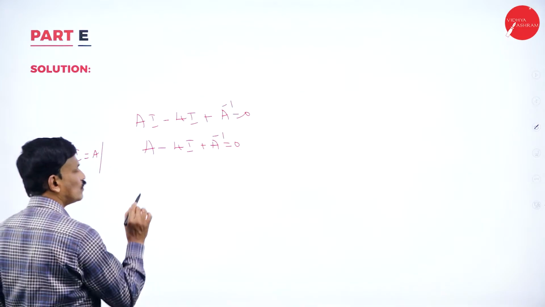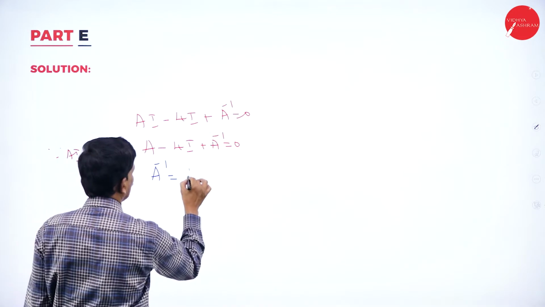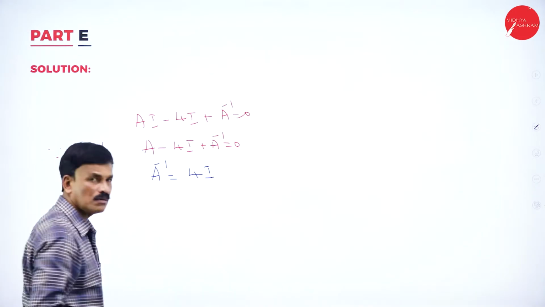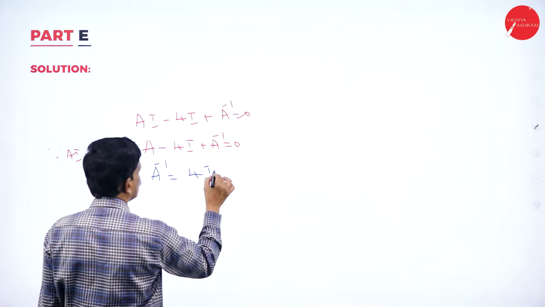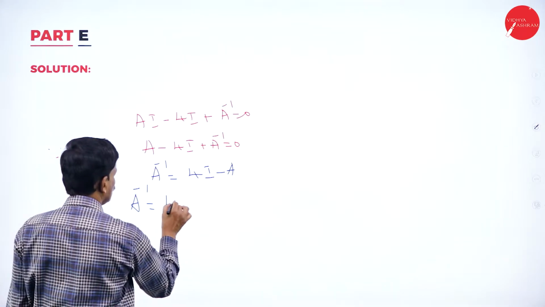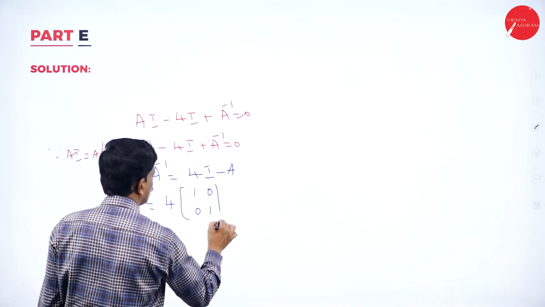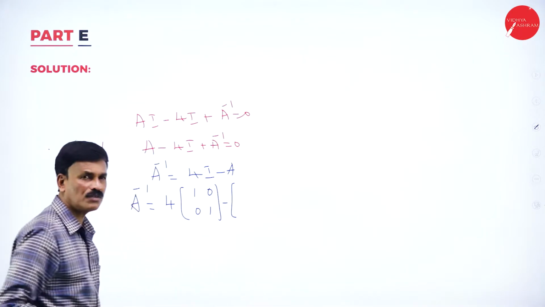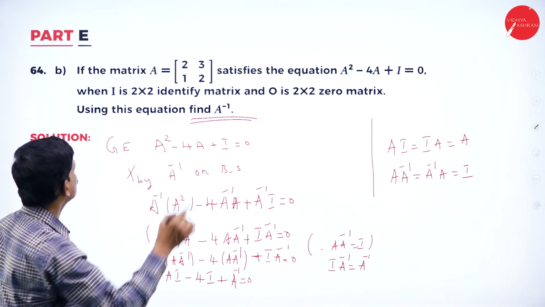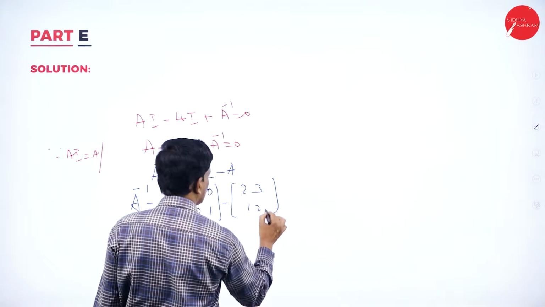A into I is A, 4I plus A inverse is equal to 0. See here. Now, what is required to find is A inverse. Keep A inverse and transfer minus 4I to the right hand side. Minus becomes plus 4I and plus A becomes minus A. Now, A inverse is equal to 4 into what is identity matrix? 1 0 0 1 of order 2 rows 2 columns, and what is the matrix given? A is equal to 2 3 1 2. Simplify this.